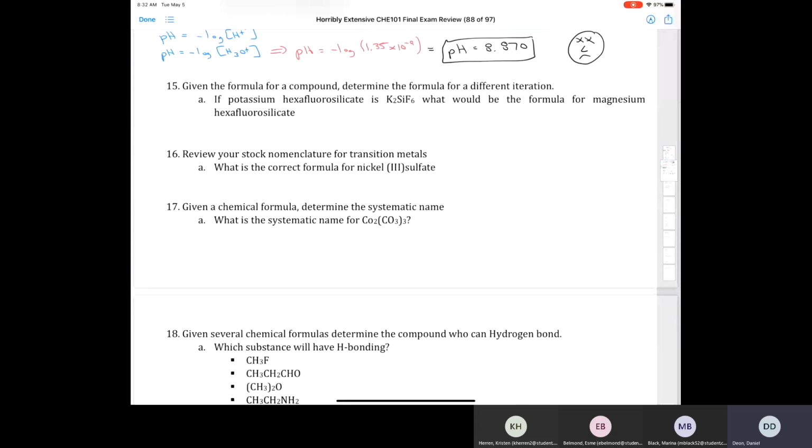Anyhow, next one. It says you're given the formula for a compound, determine the formula for a different iteration. If potassium hexafluorosilicate is K2SiF6, what would the formula be for magnesium hexafluorosilicate? There are all kinds of polyatomic ions that we don't cover in Chemistry 101, but you need to figure out what the heck a hexafluorosilicate is. Things like sulfates, nitrate, right?